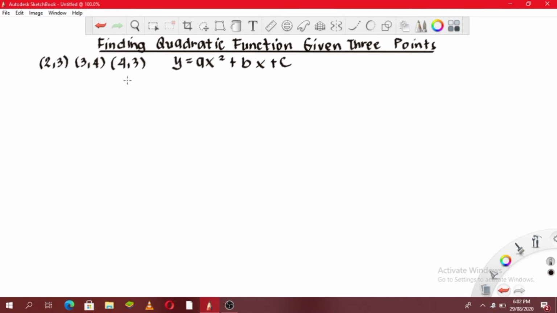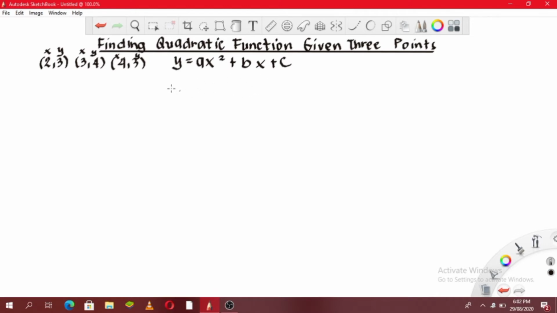Okay po? So again, itong mga points na ito or ordered pairs ay binubuo ng x-coordinate and y-coordinate. So in the first point, 2, 3, we know that 2 is the x-coordinate and 3 is the y-coordinate. Sa 3, 4 naman, 3 is the x-coordinate and 4 is the y-coordinate. And in 4, 3, 4 is the x-coordinate and 3 is the y-coordinate. Okay po? Ngayon, kukunin natin isa-isa ang mga points na ito at isa-substitute natin ang values ng x and y dito sa general form ng quadratic function.